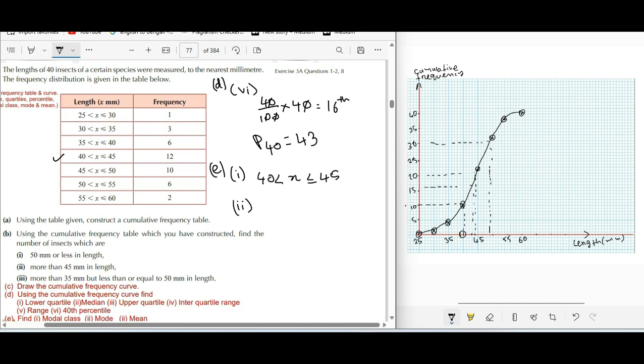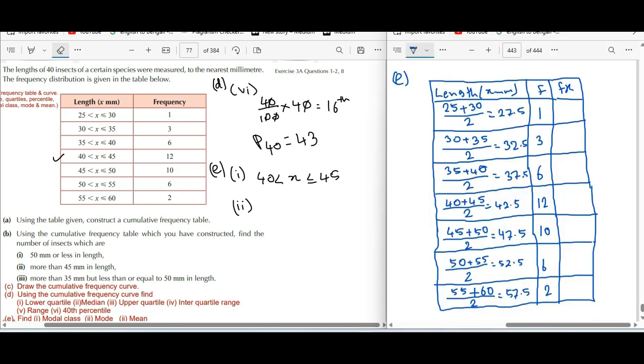And now they ask you to find the mode, and for that you need the exact value of x, which is the midpoint of upper class and lower class. So let's find the value of x first. So if you add 25 plus 30 and divide it with 2, you'll have 27.5. This is the value of x. And like this, we calculated all the value of x.